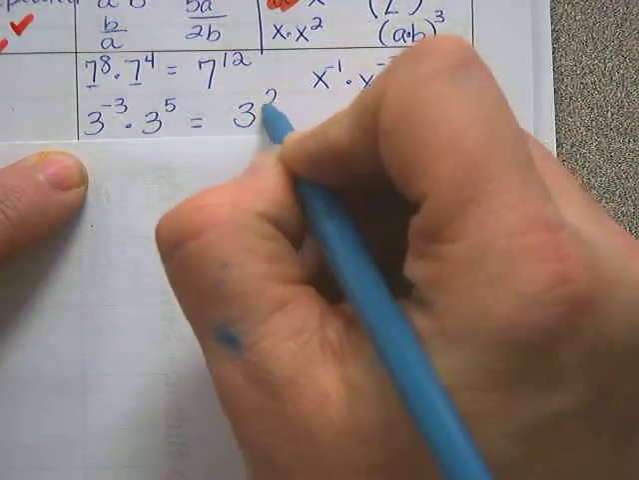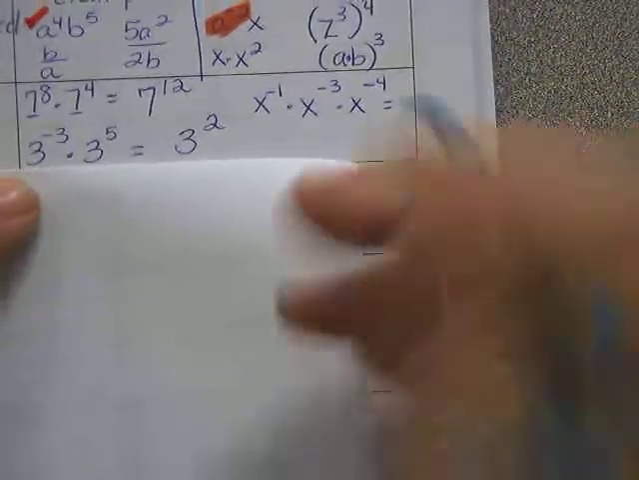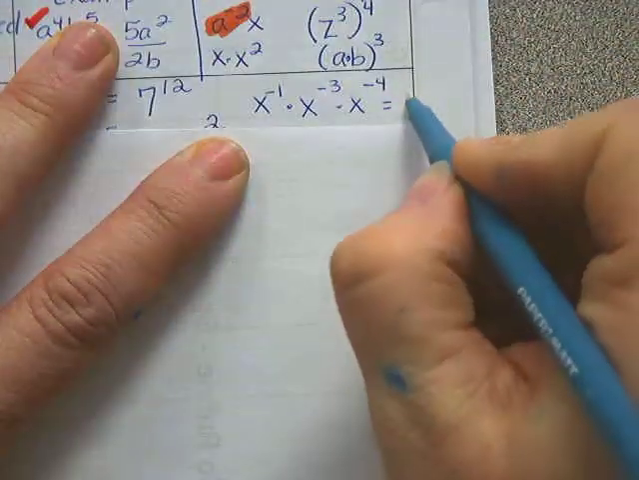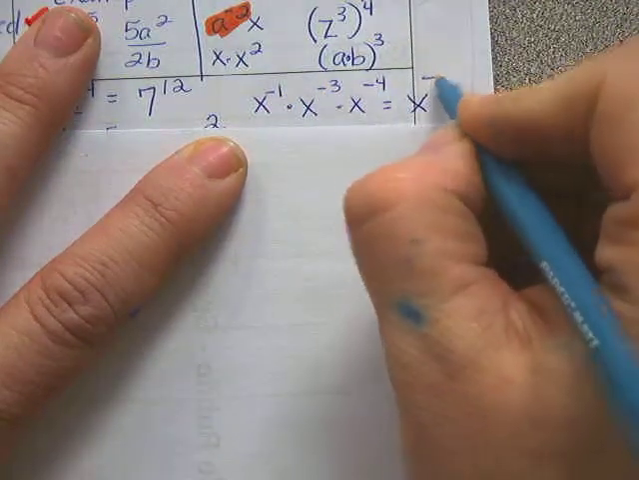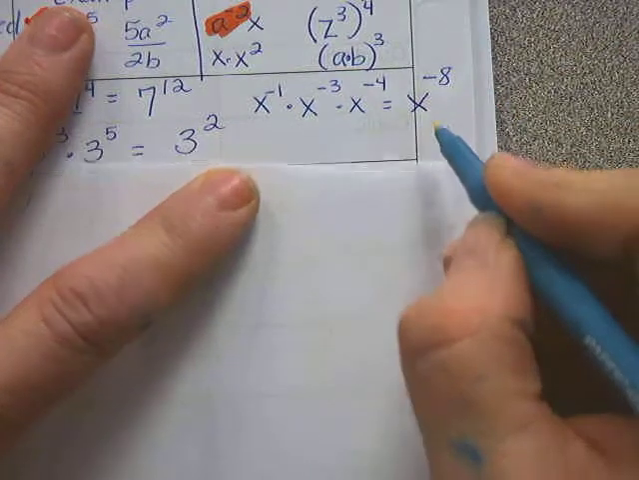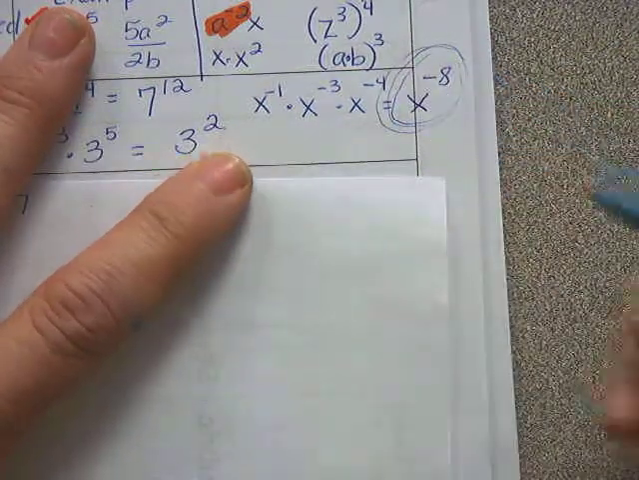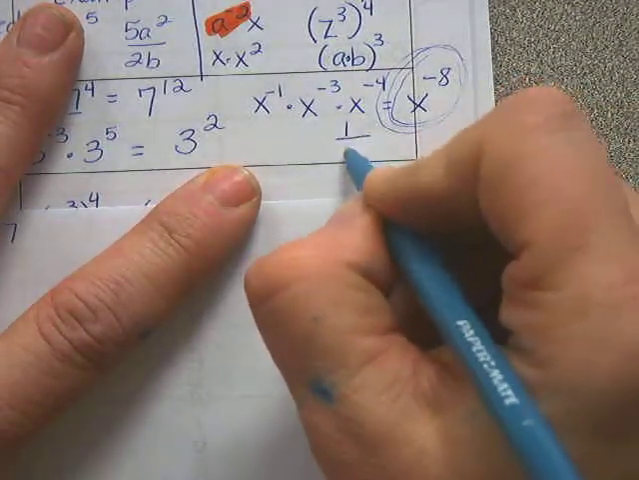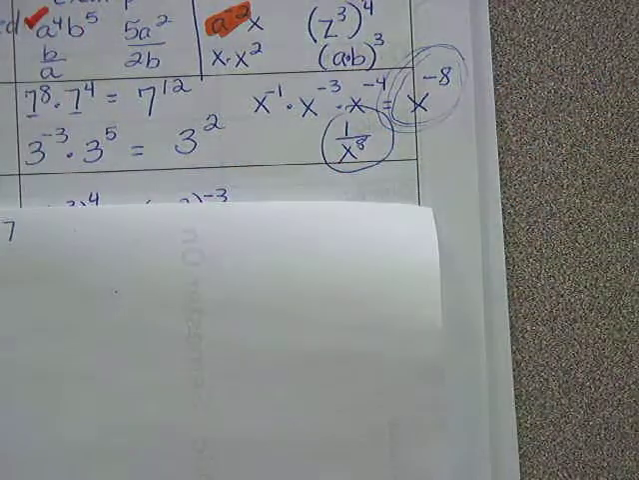So this one, the base would stay the same. We would add the exponents. Negative 3 plus 5 is 2. And the last one the base stays the same of x, but when you add the exponents, -1 plus -3 plus -4 is -8. But then going back to the beginning of the lesson, this is not in an appropriate form to leave your answer. Because it has a negative exponent, we have to write it as 1 over x to the 8th.